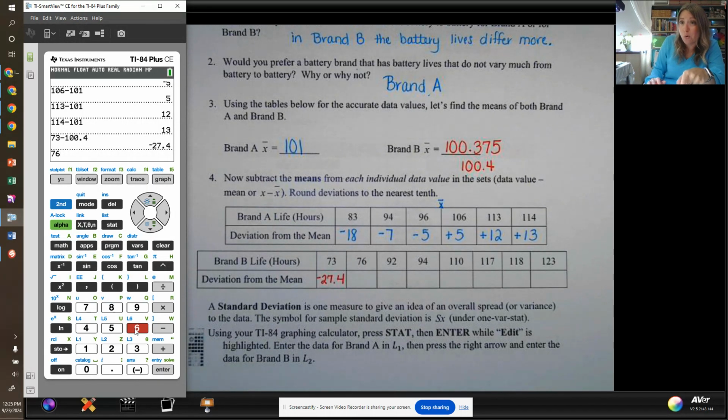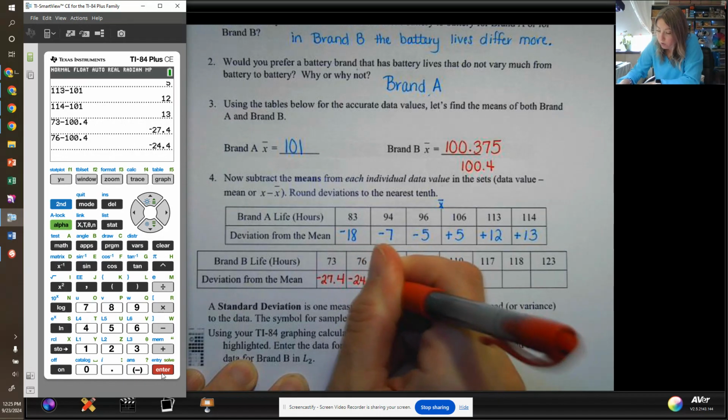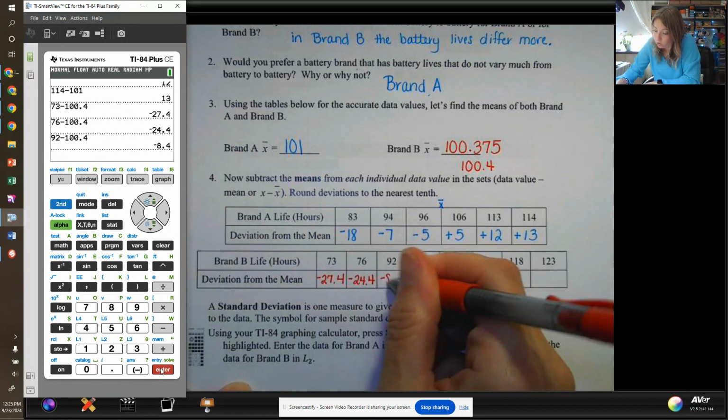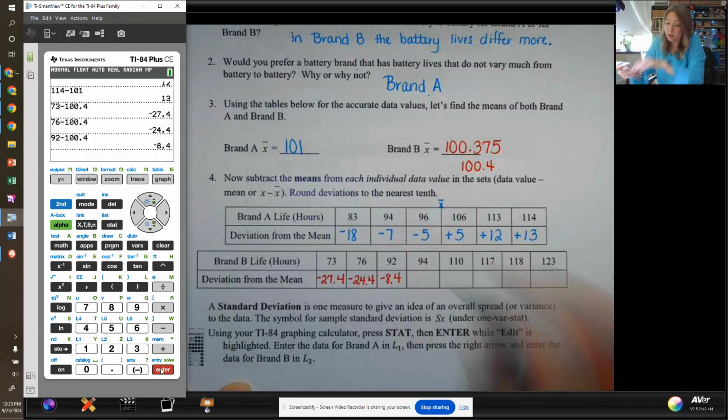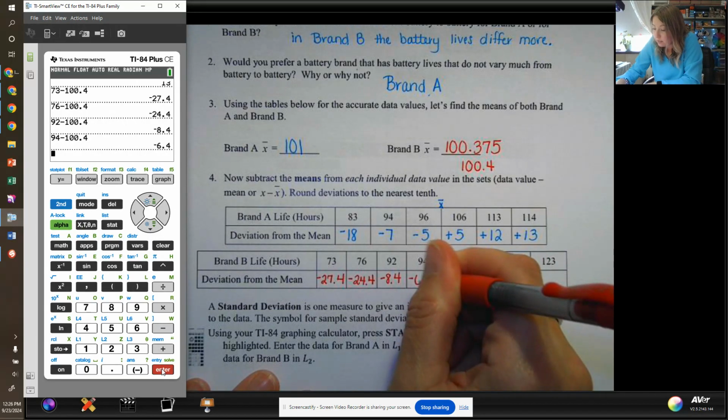But you know what? If we had a low one like that, don't you think we probably have a high one like that too? Let's look. Let's keep going. So 76 minus 100.4, negative 24.4. 92 minus 100.4, negative 8.4. Okay, so we're getting closer to where the mean is. So now let's try 94 minus 100.4. Notice I'm always subtracting data value minus average.